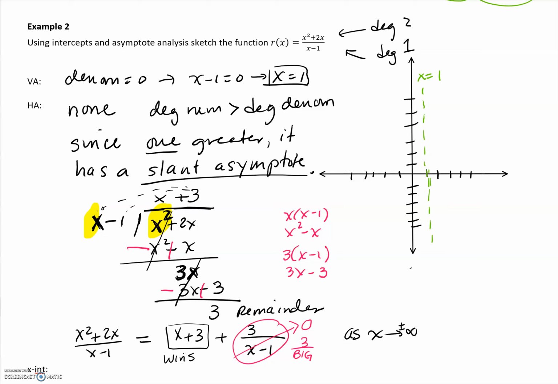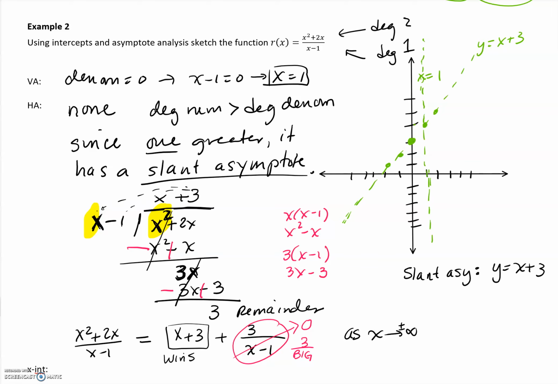So my slant asymptote is going to be that line y equals mx plus b, in this case y equals x plus 3, which means if I were to graph my slant asymptote, it has a y-intercept of 3 and a slope of 1. So 1 up, 1 over, or 1 down, 1 to the left, and that is my slant asymptote, y equals x plus 3. So in this case, no horizontal asymptote, but a slanted line that your graph approaches.